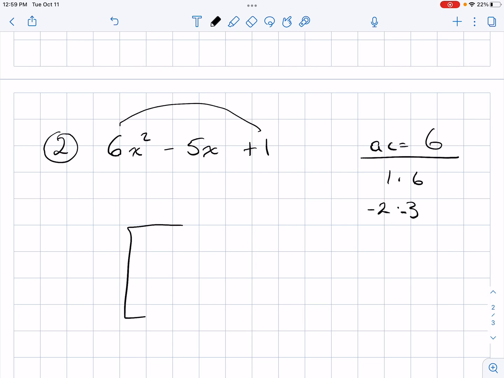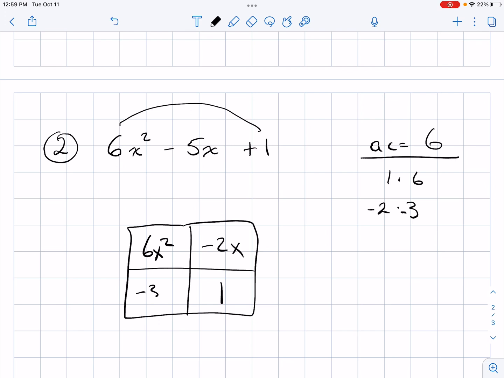Okay, we're ready for the box. Top left is our first term. Bottom right's our last term. And the negative 2x and the negative 3x go in the two diagonal. It doesn't matter if you switch those, it's fine. Okay, our top two boxes have 2x in common. Our bottom two have not much in common. The only number that goes into 3 and 1 nicely is 1. And since I know these both have to be negative, I'm going to draw out a negative 1.